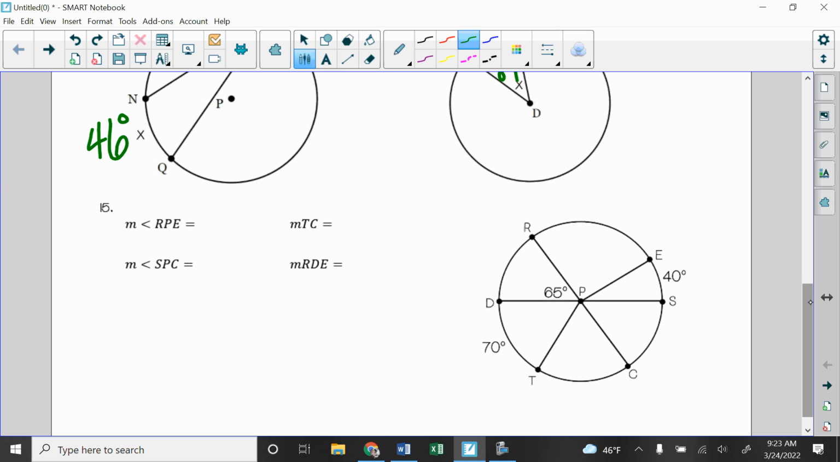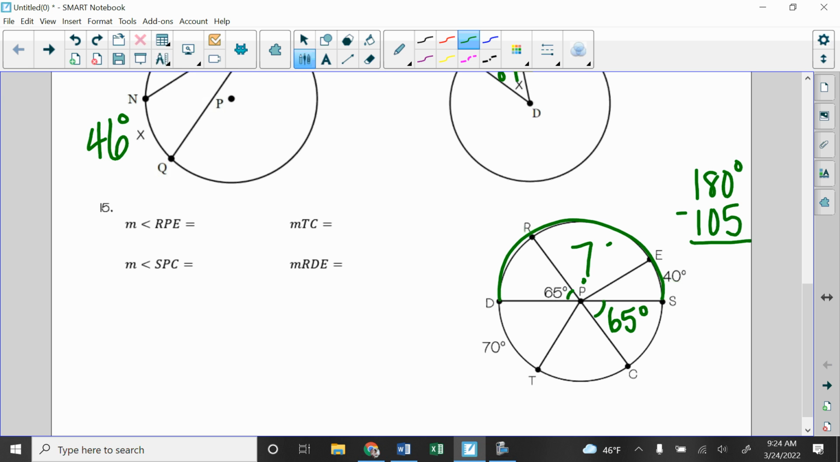Okay, this one down here, I started with these two. What do you know about those two angles? They're both 65 because they're vertical. Then up here, how many degrees is this whole arc right here? 180. So you can find this missing part in the middle because you have 65 and 40, which all together is 105. If you subtract from 180, you're going to get 75 degrees.